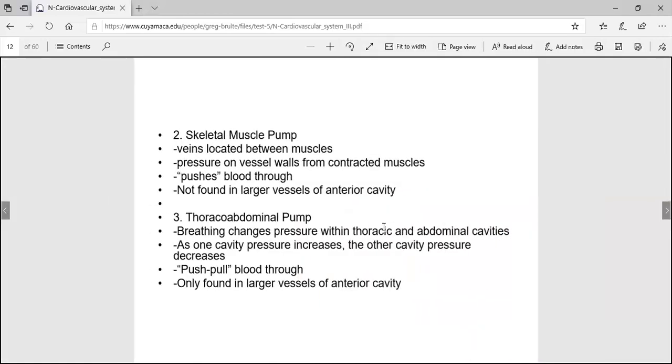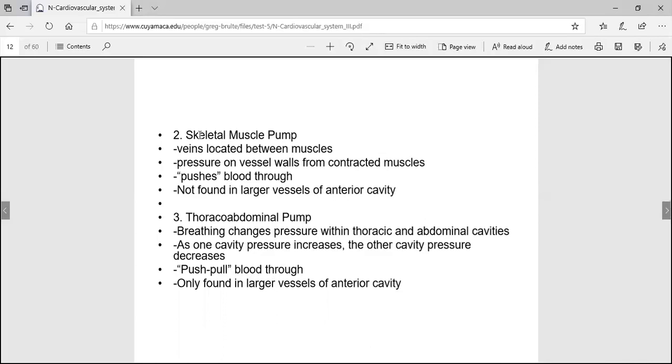Then there's also the thoracoabdominal pump. Breathing changes the pressure within the thoracic and abdominal cavities, and so it creates a push-pull through there. In these larger vessels of the anterior cavity, that helps move the blood towards the heart.